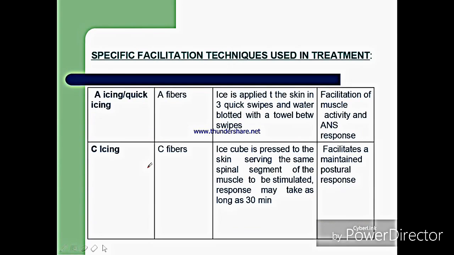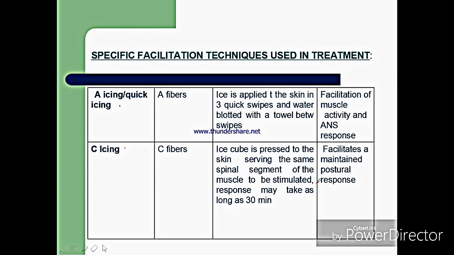Then the second facilitatory technique is thermal facilitation, or icing. It includes two types of icing. First is the C icing, second is the A icing. Same effect as brushing and stroking. Icing is administered by the use of a plastic popsicle mold, which allows the therapist to hold the ice. First, the C icing is a high threshold stimulus used to stimulate postural tonic responses via the C sensory fibers.